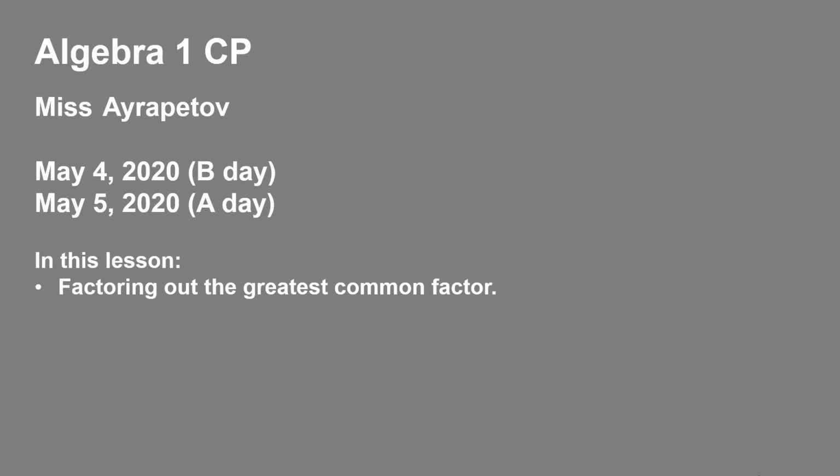In this lesson, we're actually going to start factoring. The first type of factoring we're going to do is practice factoring out the greatest common factor. I'll remind you what it means to factor out and what a greatest common factor is. First, let's review from our previous lesson what it means to factor out a term.